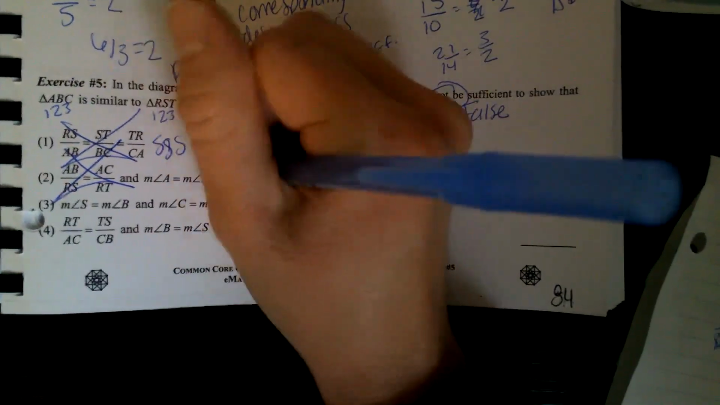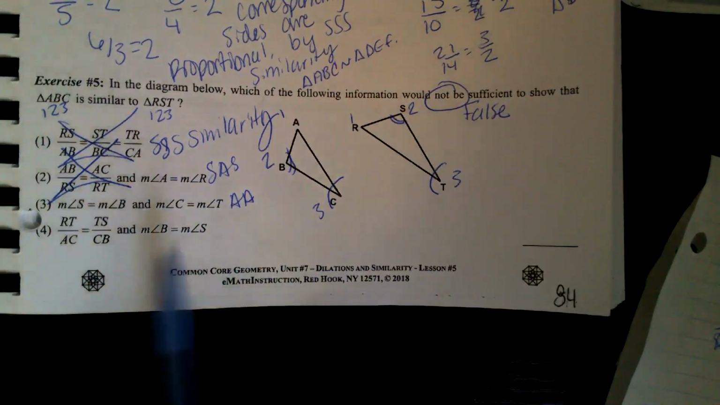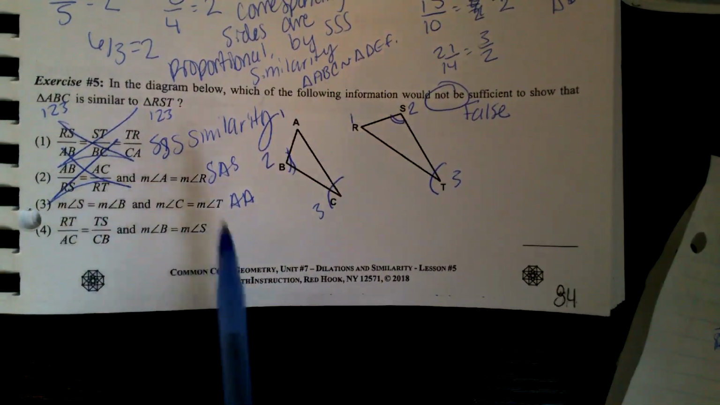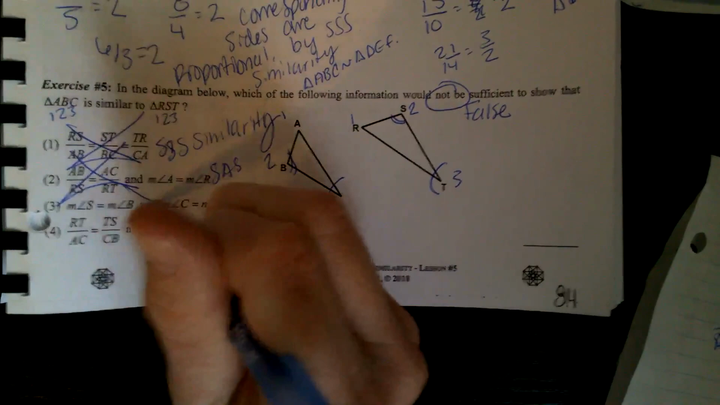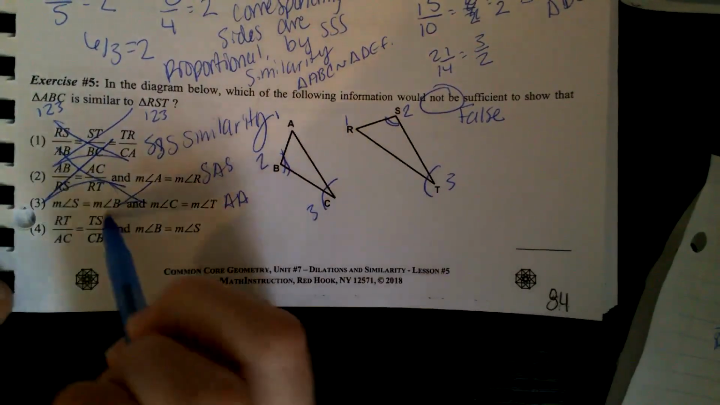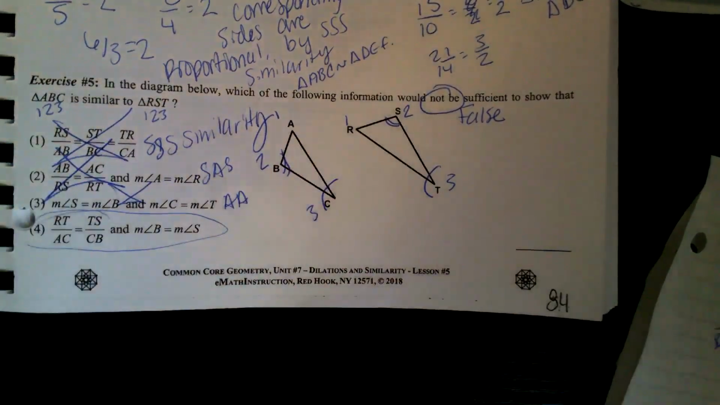Okay? So now let's look at 3. The measure of angle S is equal to the measure of angle B, and the measure of angle C is equal to the measure of angle T. So C and T are equal, B and S are equal. Now this proves angle similarity. We just said this was side angle side. Since we have two angles that have the same measure, that works. So the only one that could be false would be number 4, but let's talk about why.